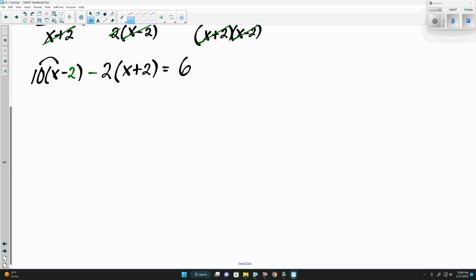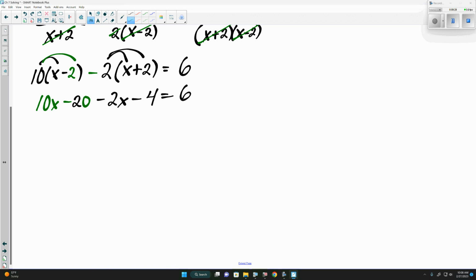Now, at this point here, we can distribute. 10 times x is 10x. 10 times negative 2 is negative 20. Then we can distribute the negative 2. Negative 2 times x is negative 2x. Negative 2 times 2 is negative 4.